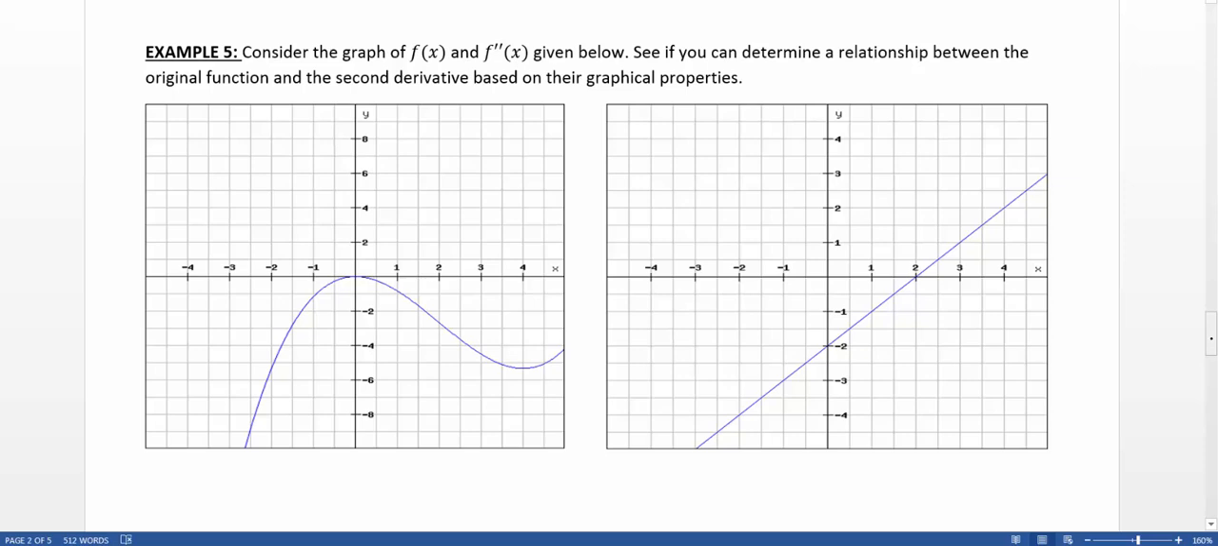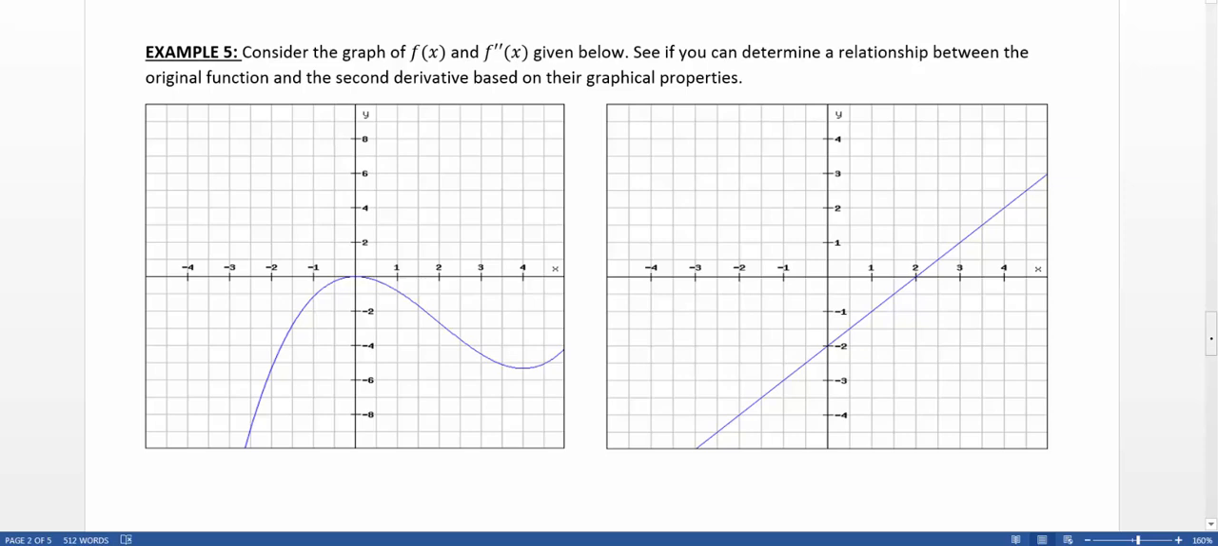Example 5. Consider the graph of f of x and f double prime of x given below. So we have the original and the second derivative. See if you can determine a relationship between the original function and the second derivative based on their graphical properties. So I want to remind you of the 3 graphical properties we use to compare things. We've done increasing and decreasing as one set of properties, positive and negative as another set, and concave up, concave down as the third set of properties. So those are the ways we describe graphs.